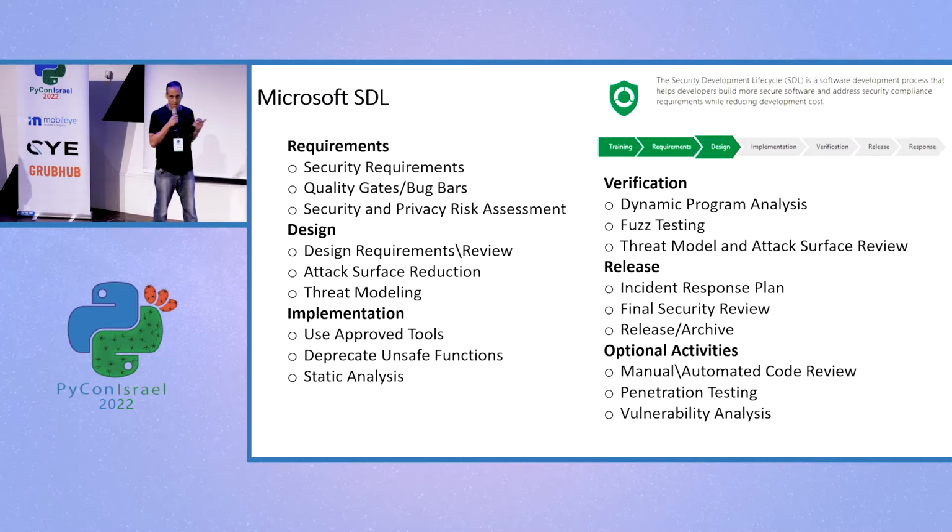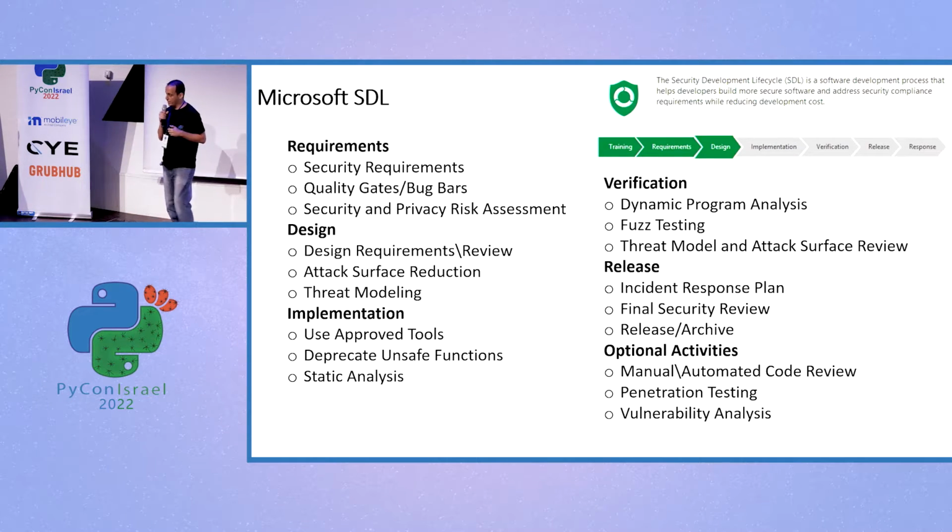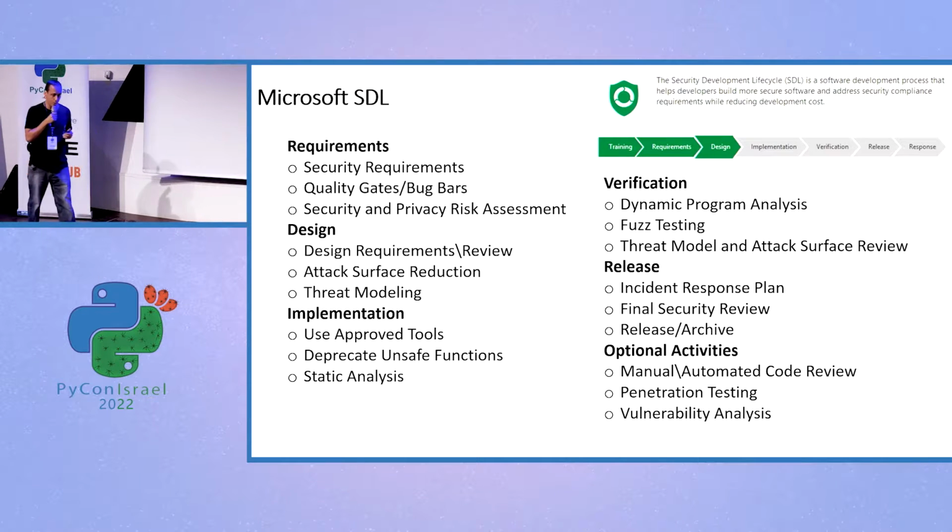And Microsoft, the original SDL, was very detailed. And for each step in the software development lifecycle, you have a corresponding step for security. For example, when you define your requirements, you have security requirements. When you design your system, you have design requirements and review. When you start writing your code, implementation, you can use approved tools, and you can also use manual and automated code reviews, which were originally defined as optional activities, but they are de facto mandatory nowadays.